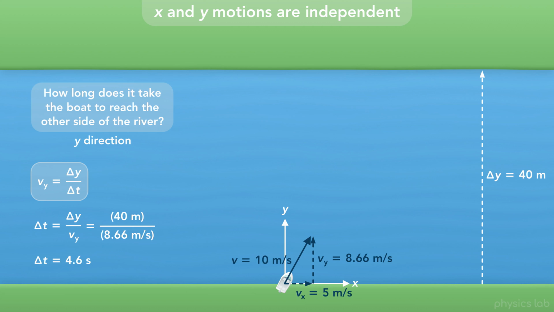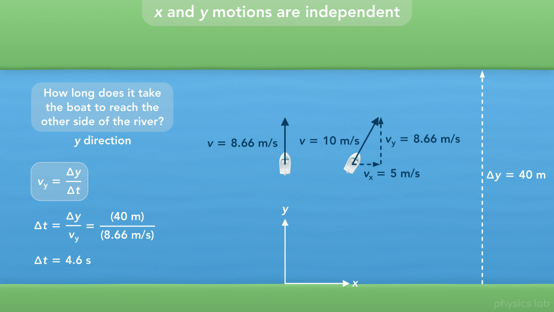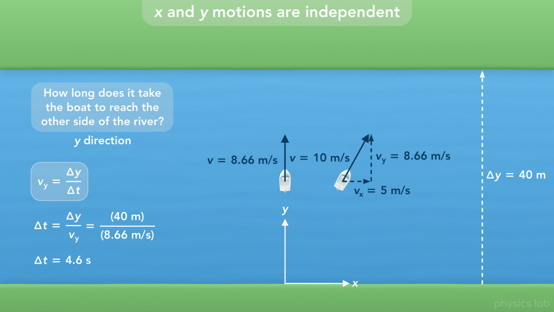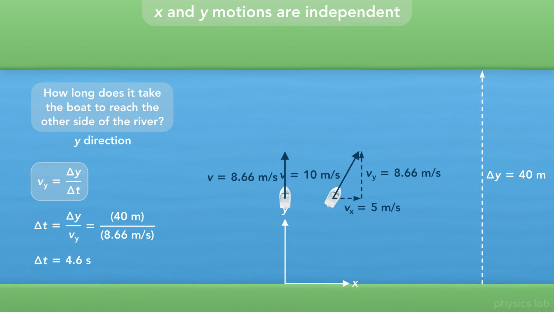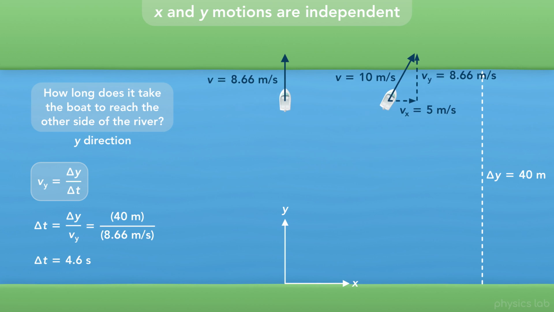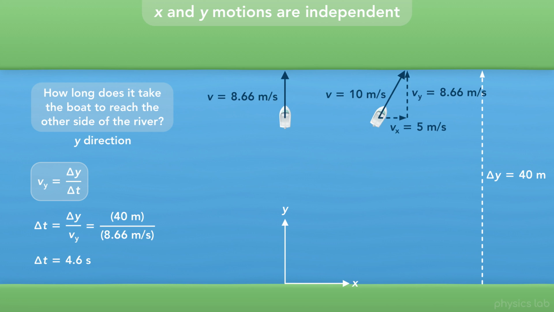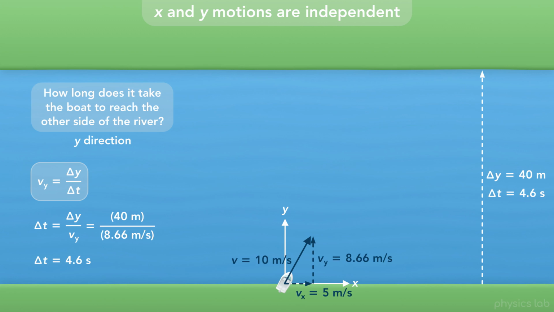Instead of the boat moving 10 meters per second at an angle, we can imagine the boat is moving straight across the river at 8.66 meters per second. This is just like if the boat were casting a shadow along the y-axis, which we saw before with the curling stone. Both of these boats have the same y velocity, and they'll reach the other side in the same amount of time. So that answers the first question.